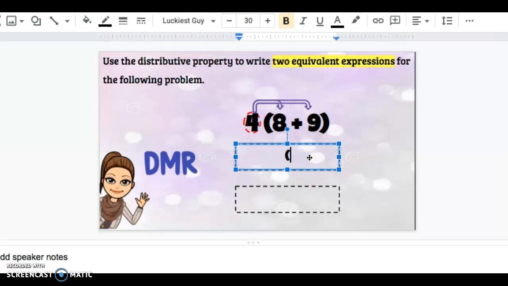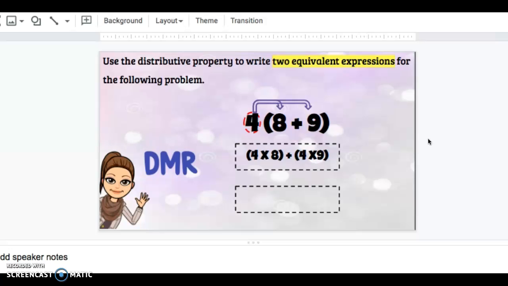So you give the 4 to the 8, so you do parentheses 4 times 8. And then there's a plus sign right here. So that's the plus sign that gets brought down. And then you have to give 4 to your best friend's candy. Okay, so that's one equivalent or equal expression.